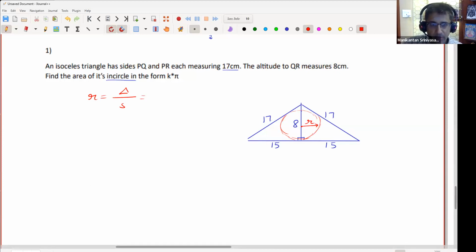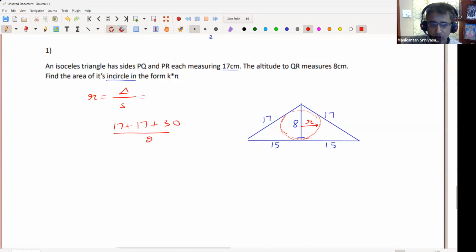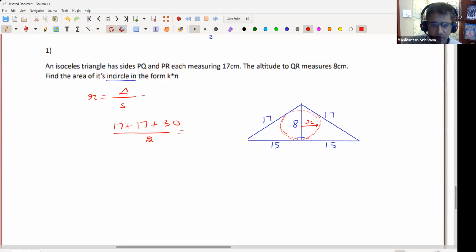So semi-perimeter is how much? 17 plus 17 plus 30 at the base, divided by 2, which is 32, right? So, yeah, 32. Again, if you see me doing some silly mistakes, please stop me right away. Please don't wait till the very end. I am prone to doing silly mistakes because I don't have the exam pressure, right? So I'm okay. But you guys, when you take an exam or do the homework, do it very carefully. So 32 is the semi-perimeter after dividing by 2.